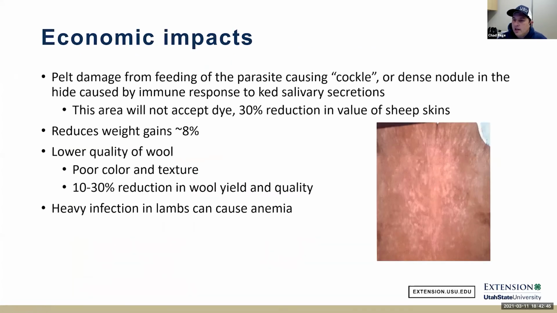So why does this matter? Well, sheepheads, they can really cause issues on the pelt of our animals. It reduces the ability for the pelt to hold any kind of dye, and also reduces weight gain. So if you're planning on selling a truckload of lambs, or you're taking lambs to auction, if you have serious sheephead issues, you can expect to lose about 8% of the weight gain that you would normally get. It'll also decrease the quality of the wool for those of us who have wool type sheep. And those lambs that are really infected, it can cause an anemic state since they are blood feeders.